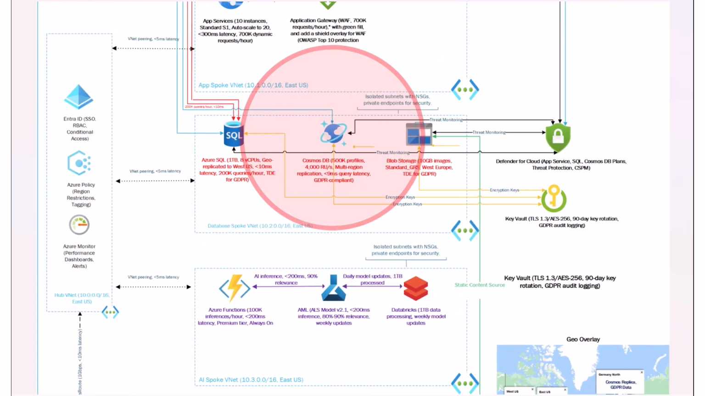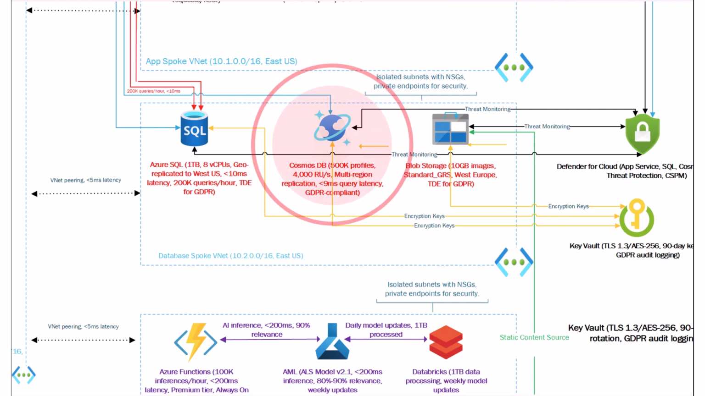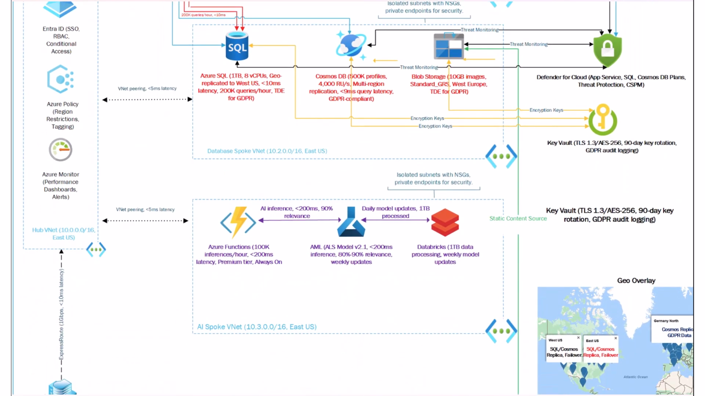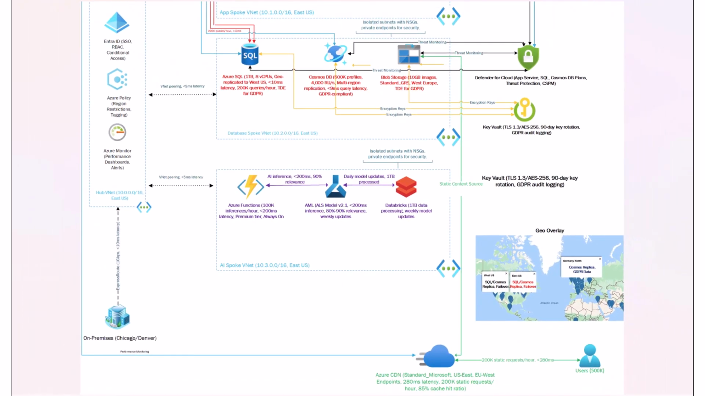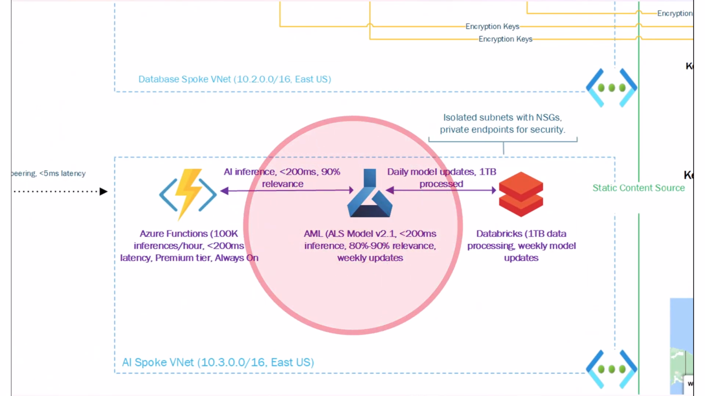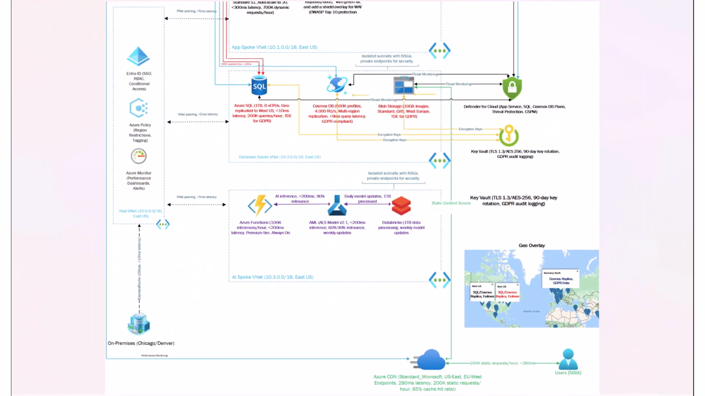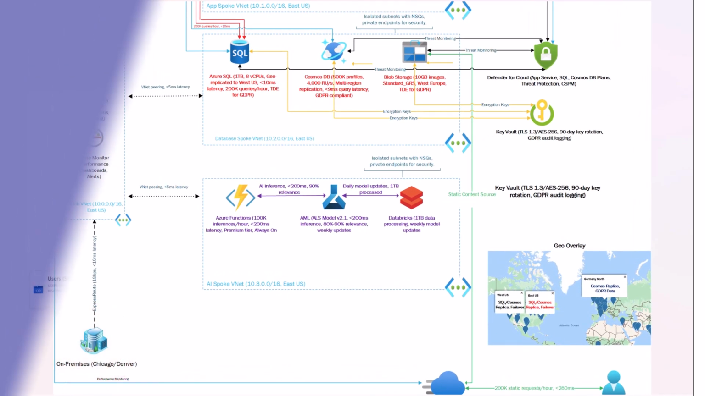Azure SQL Database and Cosmos DB, replicated to West US, store 1 terabyte of sales data and 500,000 customer profiles, preventing crashes. Azure Functions, machine learning, and Databricks provide AI recommendations in under 200 milliseconds. A virtual network secures all components, with ExpressRoute facilitating a 1 terabyte on-premises migration.